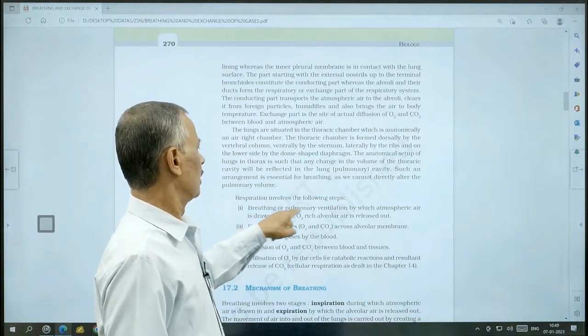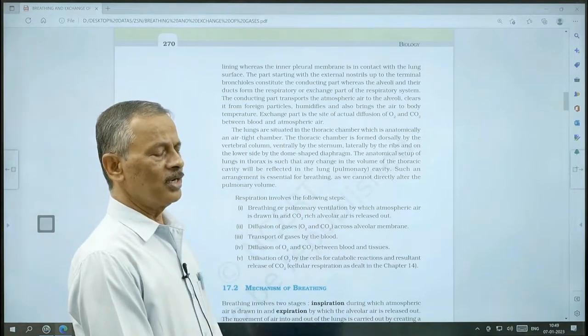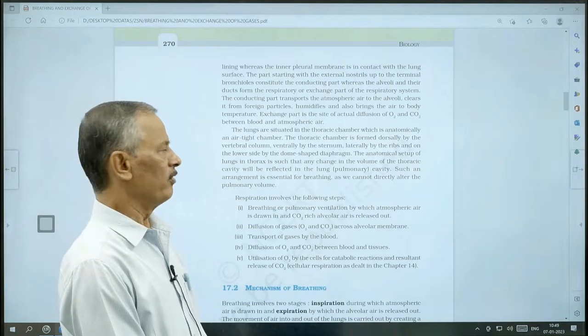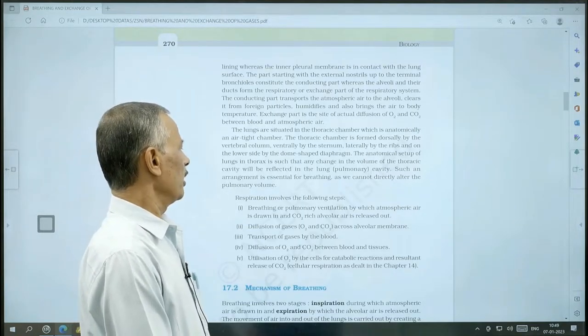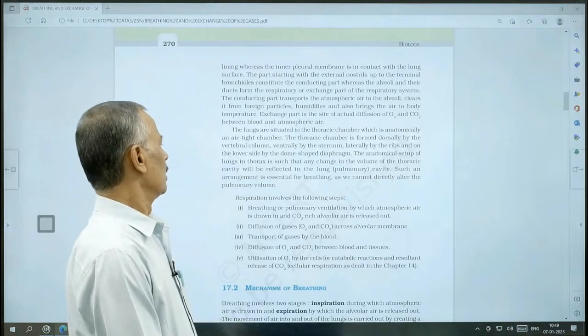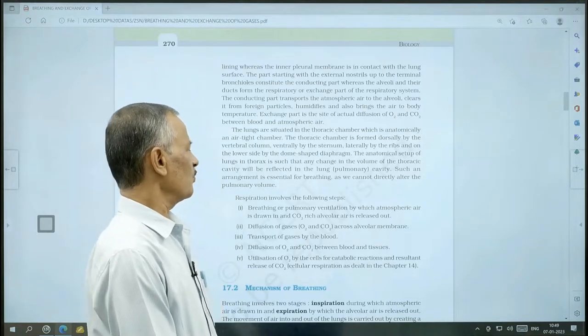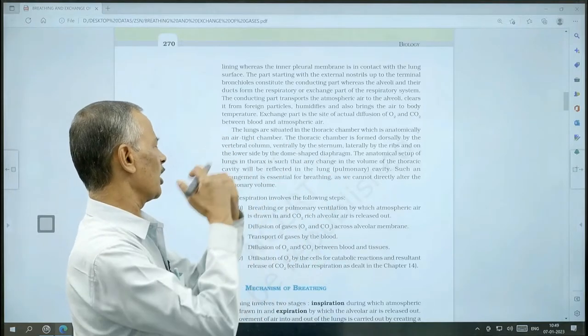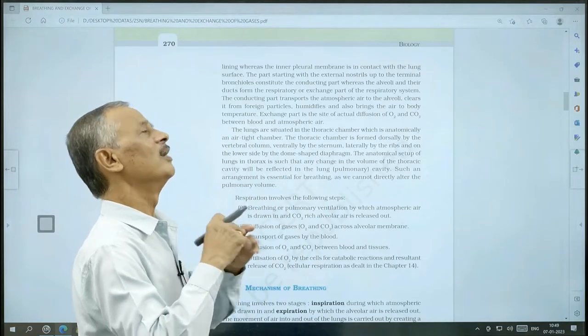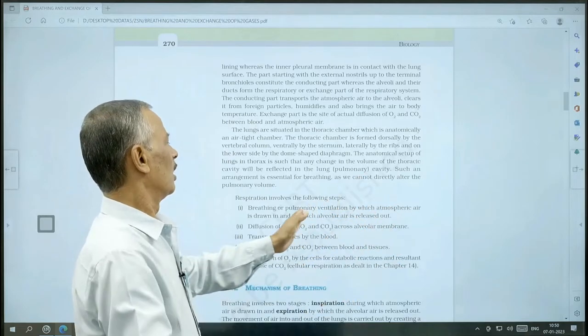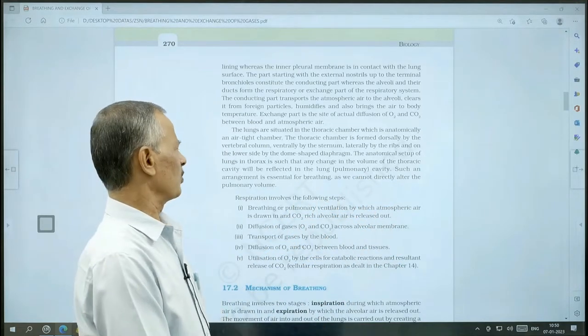One, regularly we are taking in air, giving out air. That's called breathing. Breathing is also called ventilation. What is ventilation? We are all taking atmospheric air to the lung and giving out the air from the lung.